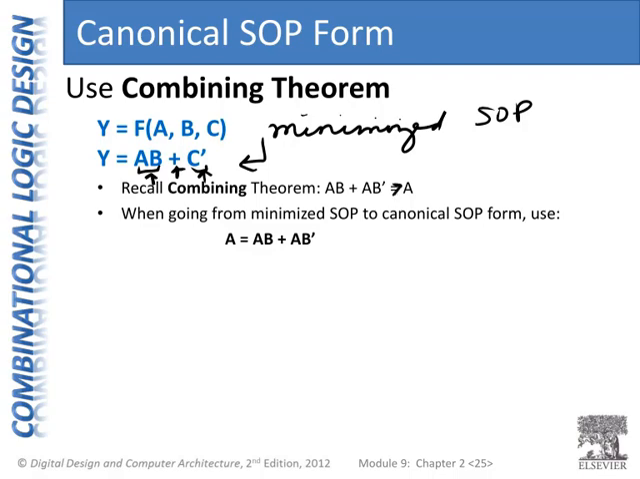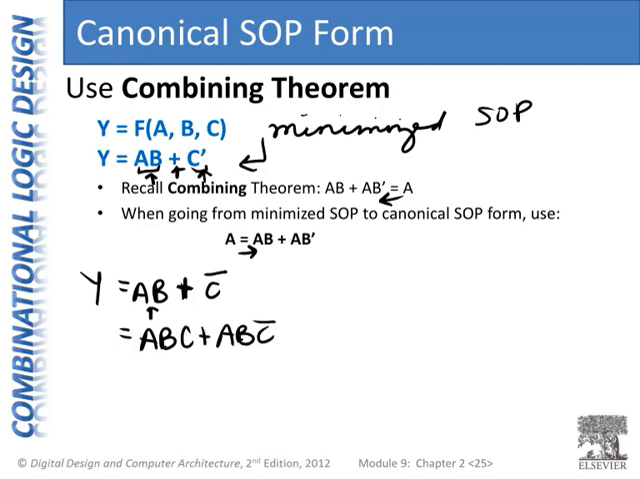Normally we use it for minimization in that direction. In this case, we can use it in the other direction where we expand and can add variables into our terms. Okay, so we start with Y equals A and B, or C bar. Again, write that as a bar, not a tick. And we could start with this term and say, okay, well, I need to put a C into that term, so I can expand it using combining.